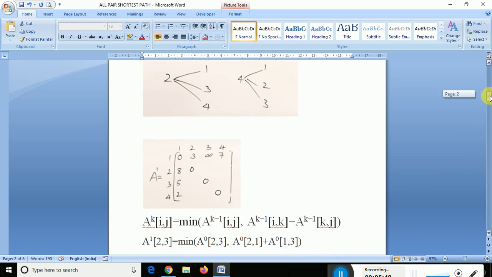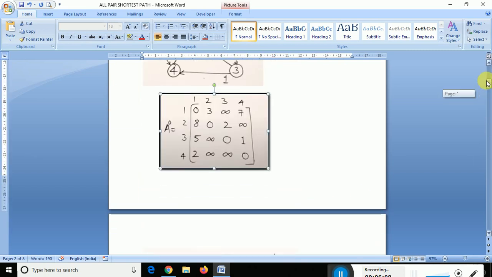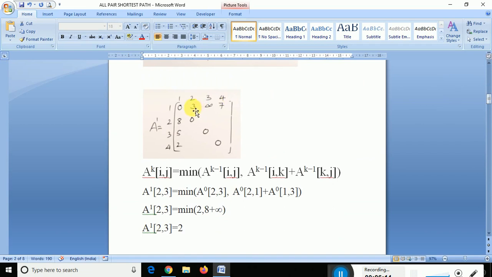Here what I have done, as it is I have kept this. So if a1 is there, then we have to keep first row first column as it is. a2 is there, second row second column as it is. a3 is there, third row third column as it is. a4 is there, fourth row fourth column as it is. As it is means what? Whatever the back is, this a0 is there, 0 3 infinity 7, 8 0 2 5... the same thing we have to keep as it is, 0 8 5 2, 0 3 infinity 7. So no need to change anything.